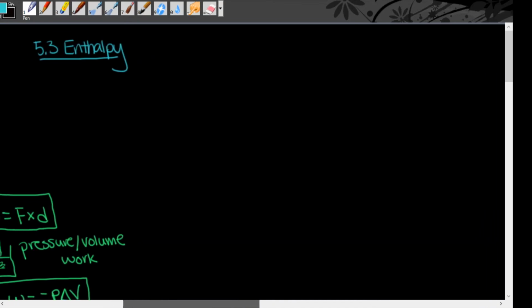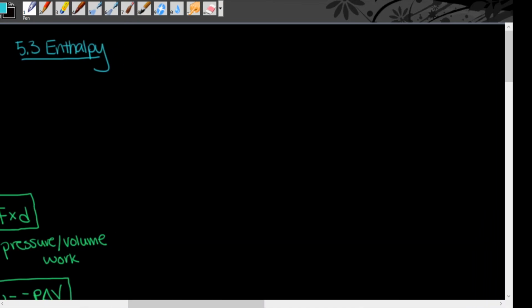Oh man, I really kind of went into my space provided here. All right, so you don't need to read section 5.3 because we're going to just really simplify it for right now. All you need to know about enthalpy for right now is essentially enthalpy is the heat of a reaction. Okay? And the variable that we use for enthalpy is H.